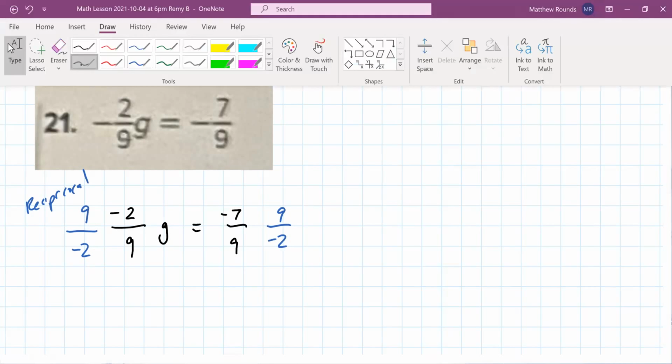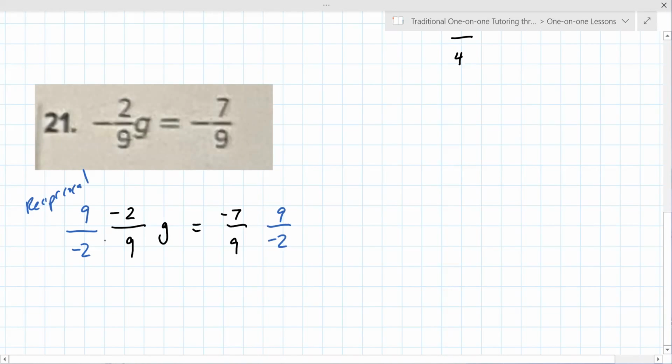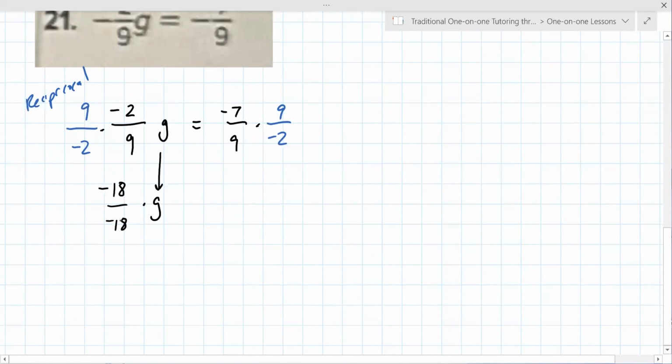On that side, do you multiply or divide? Well, you multiply. You're multiplying both of these. It becomes -18 over -18 times g. What is any number over itself? Any number divided by itself? 1. So this becomes 1g, which is what we wanted.